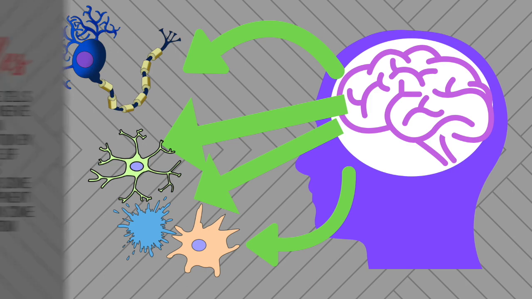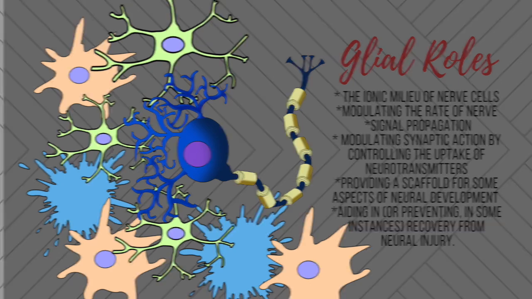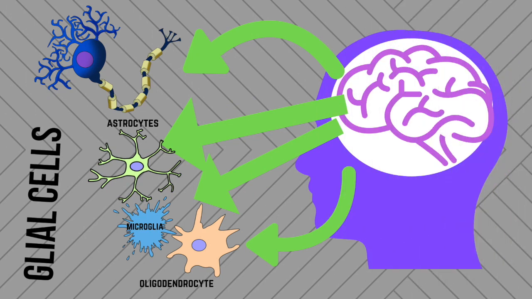Glia are actually more numerous than nerve cells in the brain. Glia roles that are well established include maintaining the ionic milieu of nerve cells, modulating the rate of nerve signal propagation, modulating synaptic action by controlling the uptake of neurotransmitters, providing a scaffold for some aspects of neural development, and aiding in or preventing, in some instances, recovery from neural injury. There are 3 types of glial cells in the mature central nervous system: astrocytes, oligodendrocytes, and microglia.